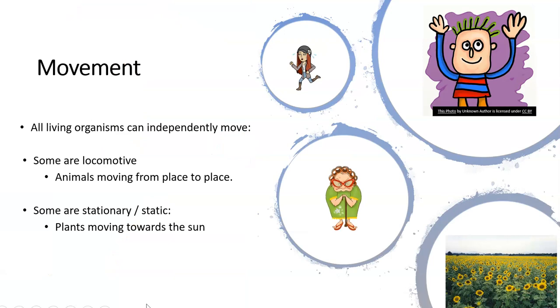Both Mrs. Gren and Mr. Engro start off with movement. What this is telling us is all living organisms move. Some are what we call locomotive, such as animals that can move from place to place, and some are stationary or static, for example our plants.